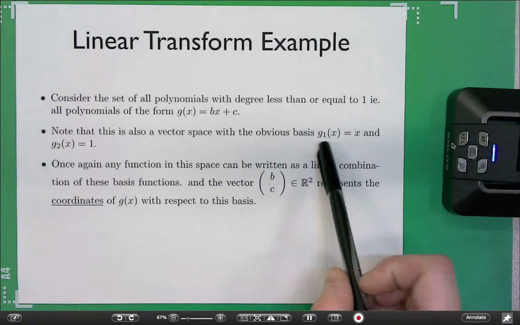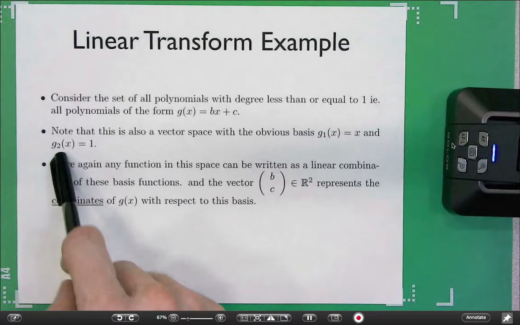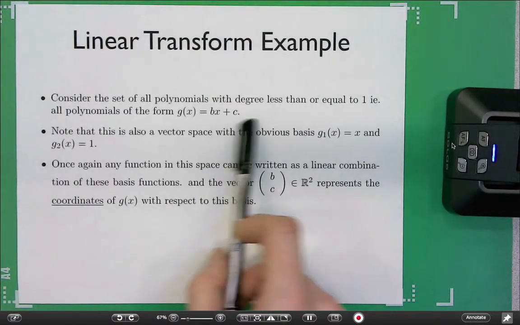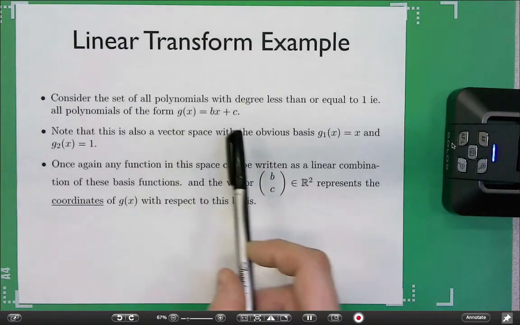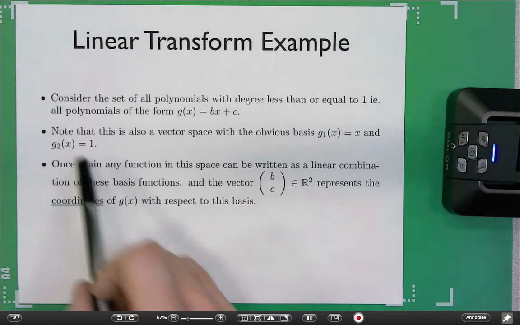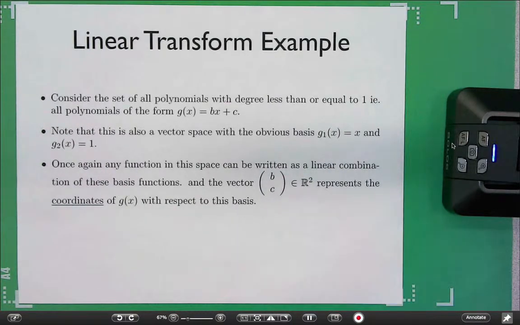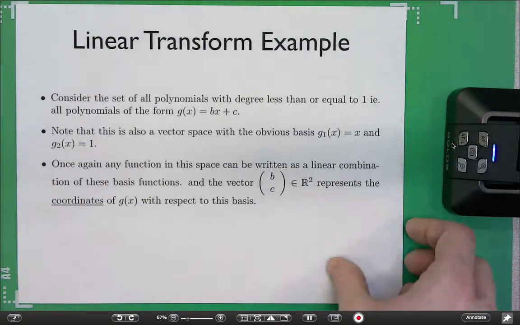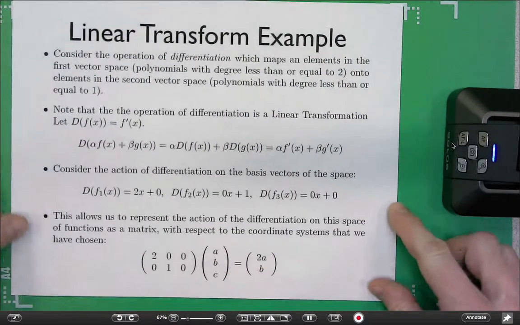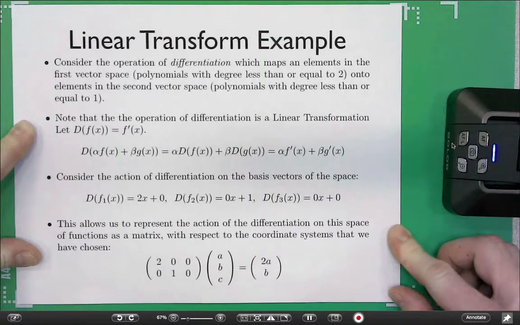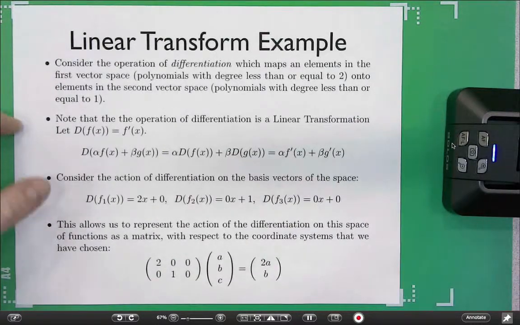So I can do the same thing. I can define a basis. Let's call them g1 and g2. And again, any polynomial of degree less than or equal to 1, I can write as a linear combination of these two basis vectors. And b and c are the coordinates of the vector with respect to the basis. So now I have defined these two vector spaces, which are function spaces, really. They're finite dimensional function spaces.